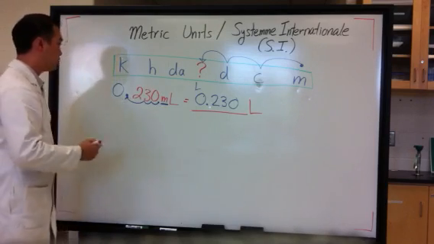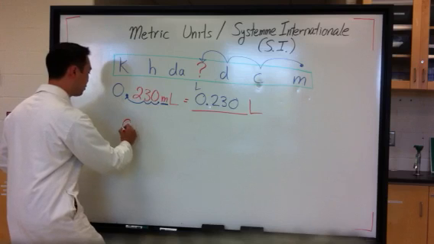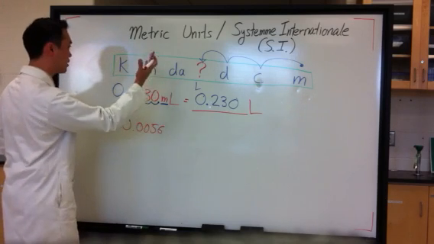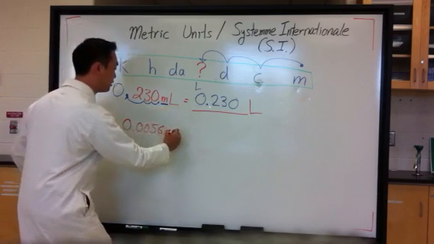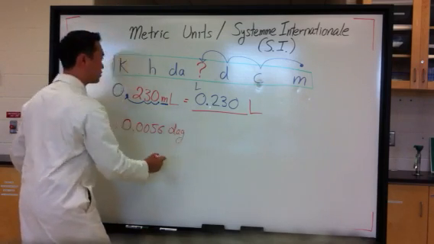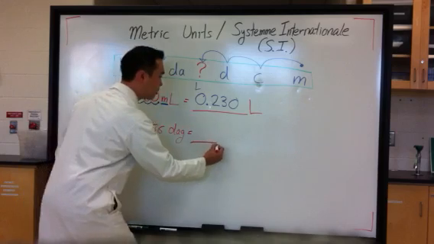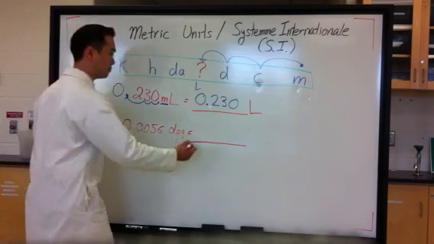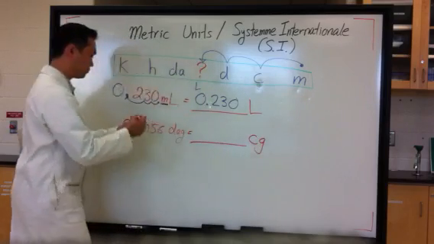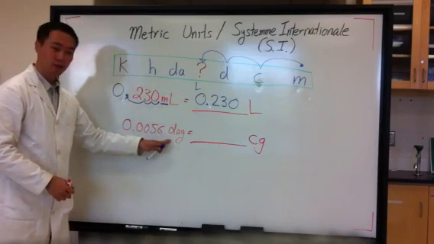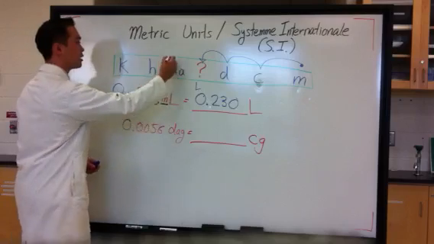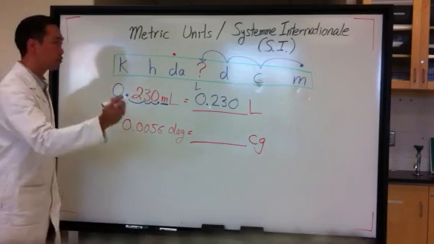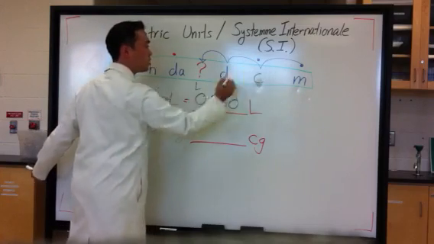Let's do one more. Let's try something small, like 0.0056 decagrams, we'll say. Decagrams. I want to know how many, let's try centigrams then. CG. All right, so where are we starting? We're starting off from the decagram. So that's right over here. Where are we going to go? Ideally, we want to go down to the centigram. So you want to end up here.